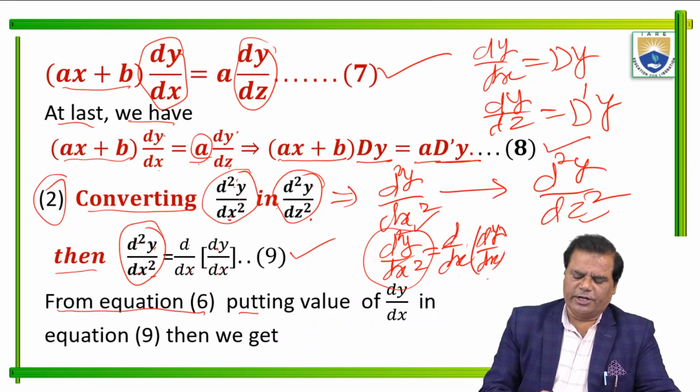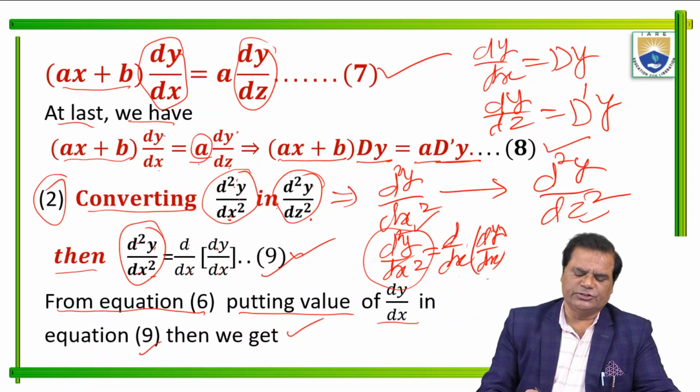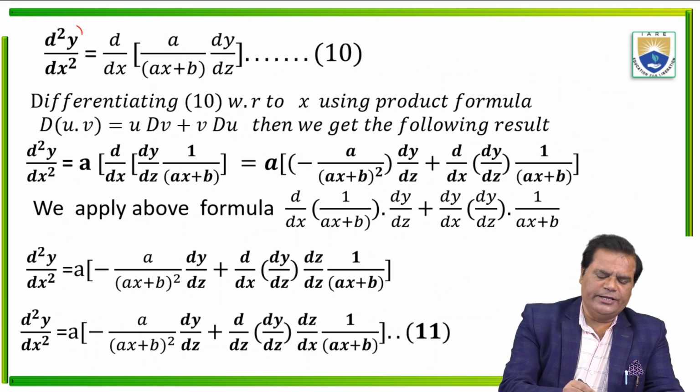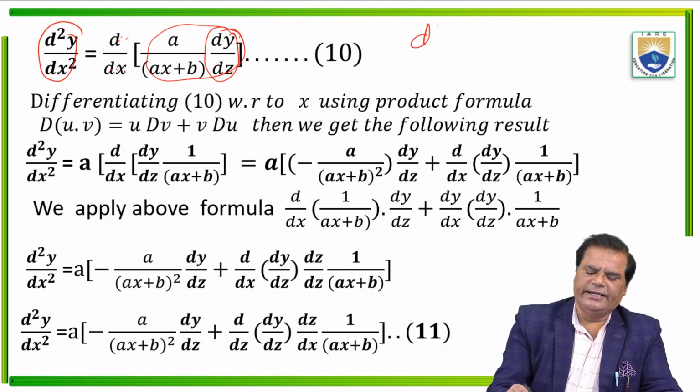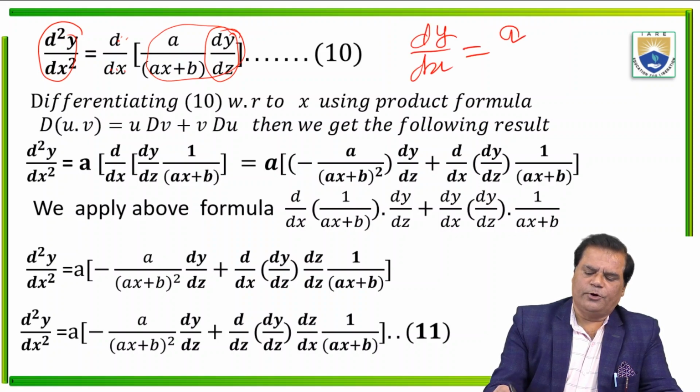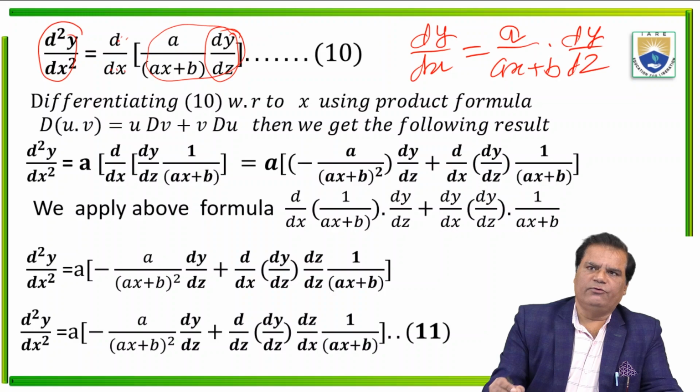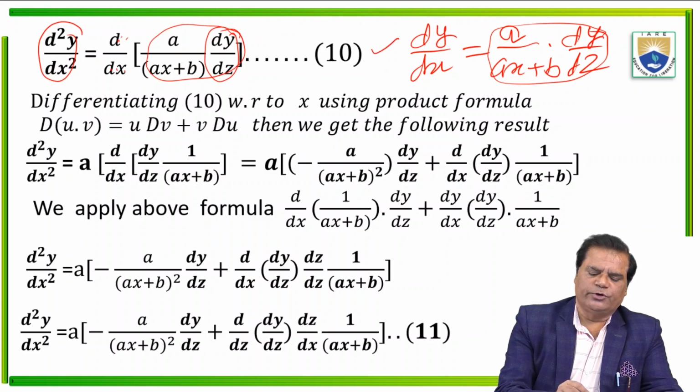From equation 6, putting the value of dy over dx in equation 9, we get d2y over dx2 equal to d over dx, differential with respect to x of dy over dx. The value of dy over dx is a upon ax plus b into dy over dz. Putting this value here, this is equation 10.